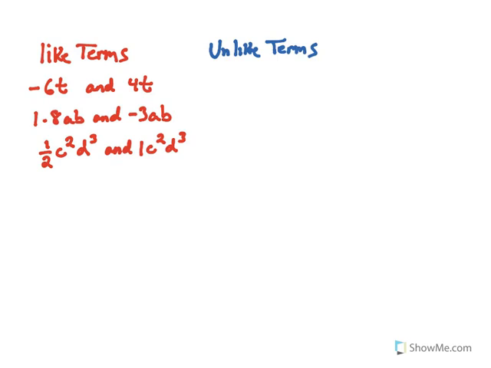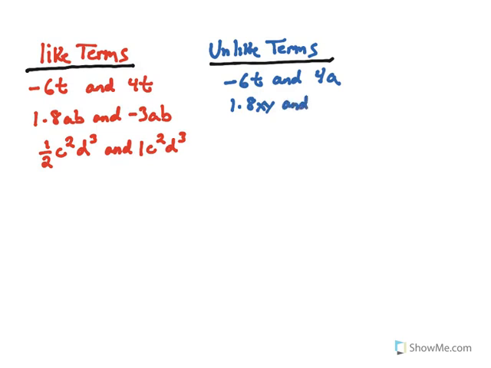Okay? So, this is the first thing, and this would be the second. Unlike terms, an example would be negative 6t and 4a. Different variables attached to those numbers, not going to be the same. Those are unlike.